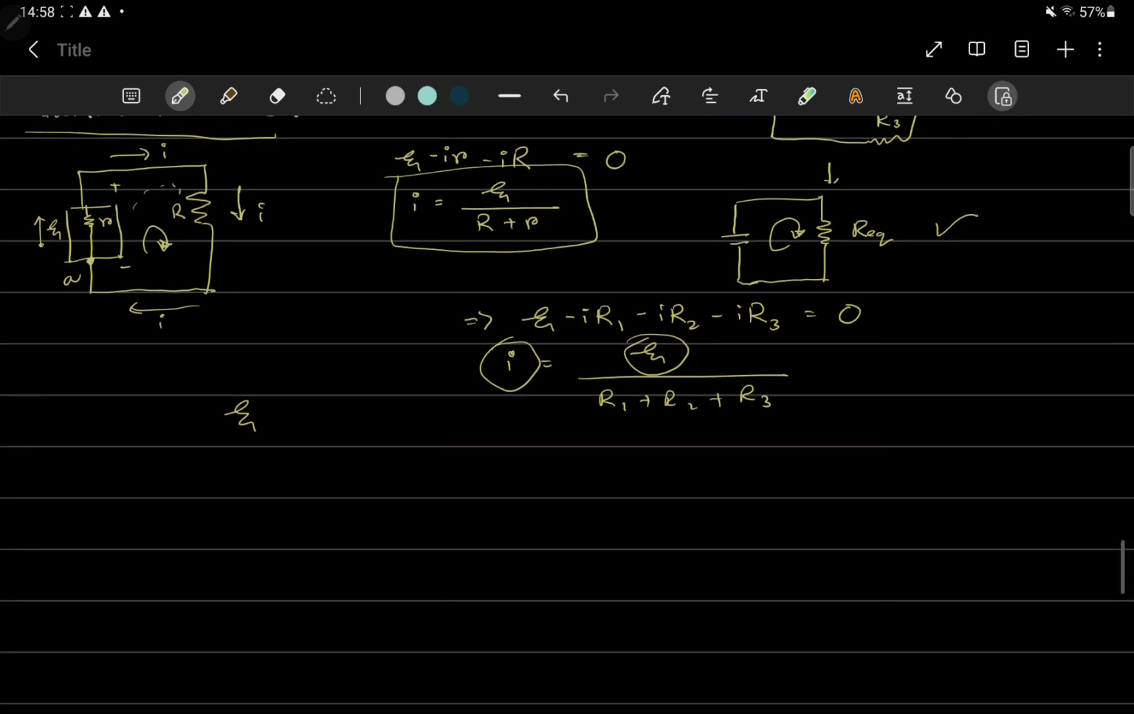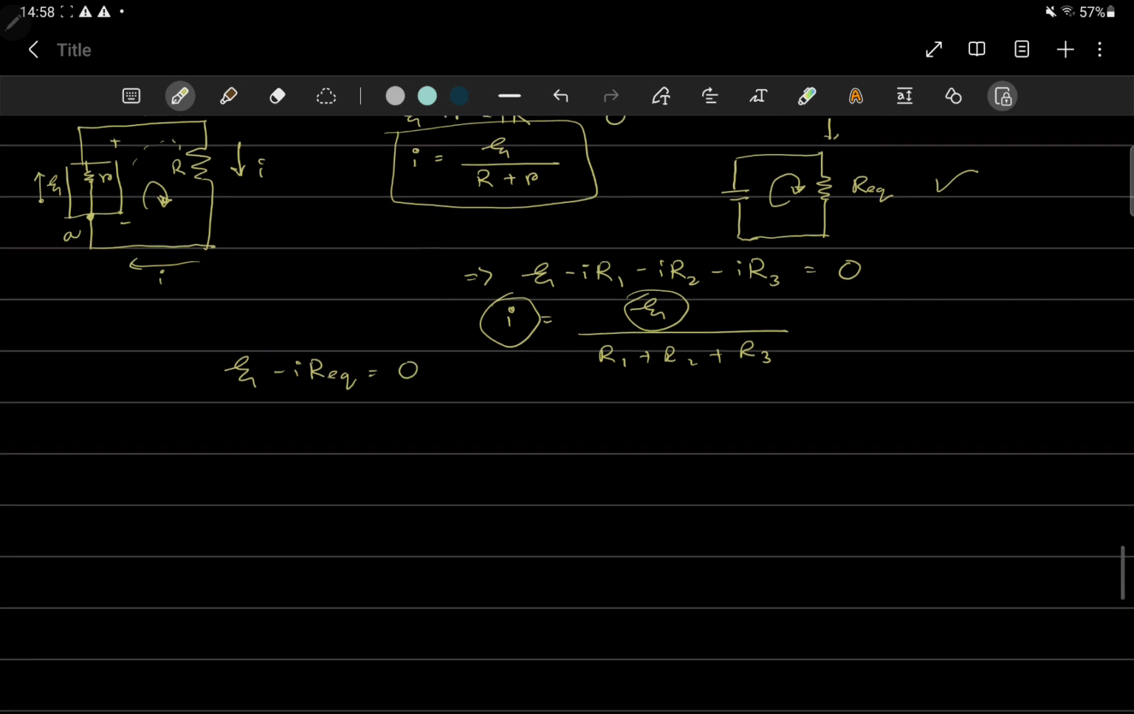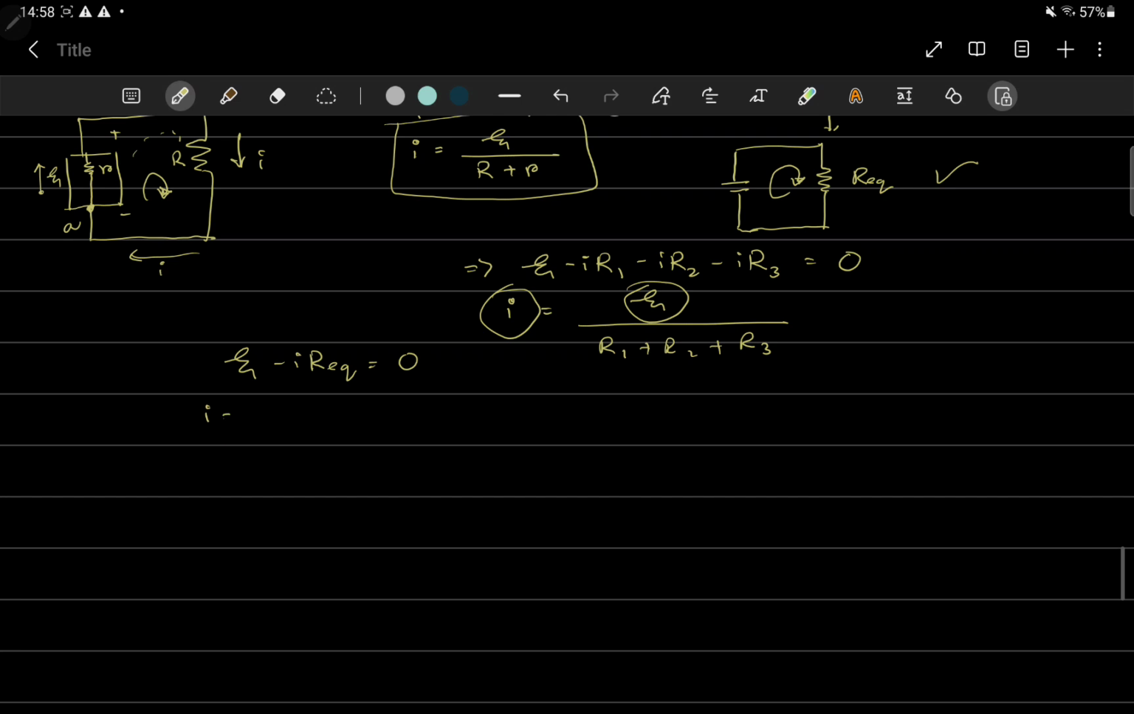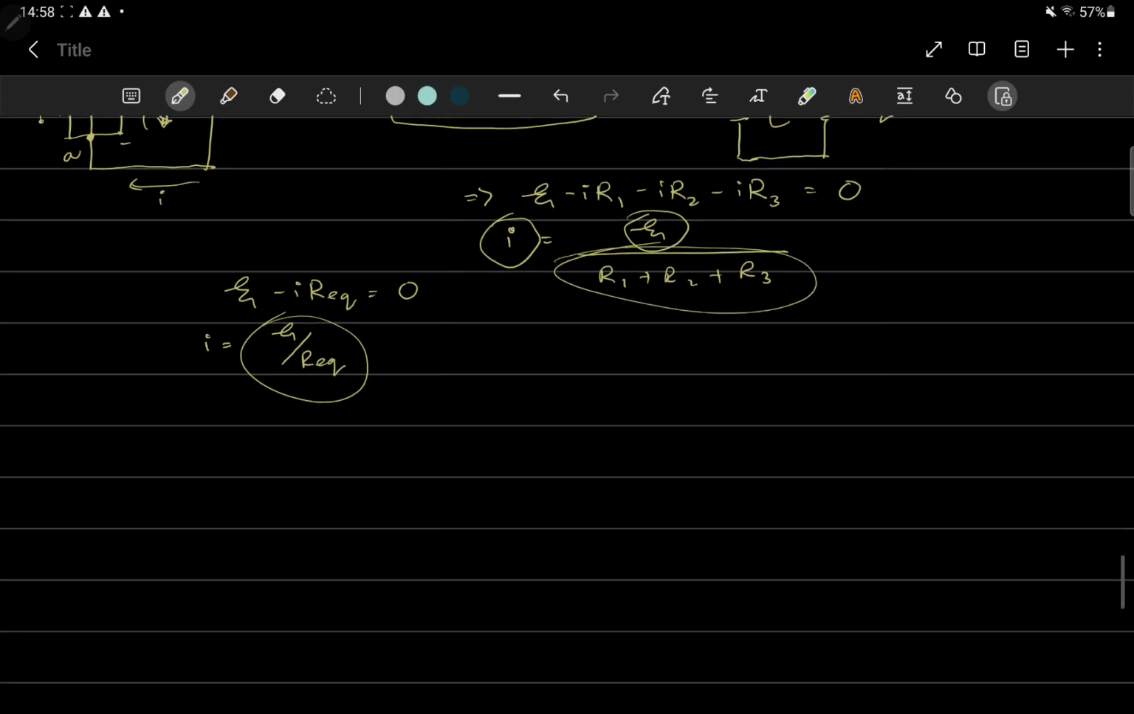So for this, if I also consider the loop rule, I know I will get something like this, and therefore if you compare the two, and if I find I for this, I know I will get R equivalent over here, and if you compare these two expressions, I know for a fact that R equivalent will just be equal to R1 plus R2 plus R3. Okay, and this is the equivalent resistance in a series circuit.